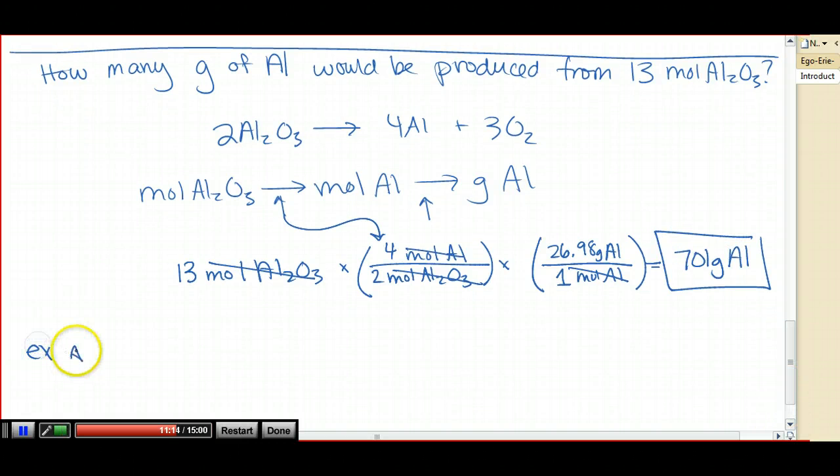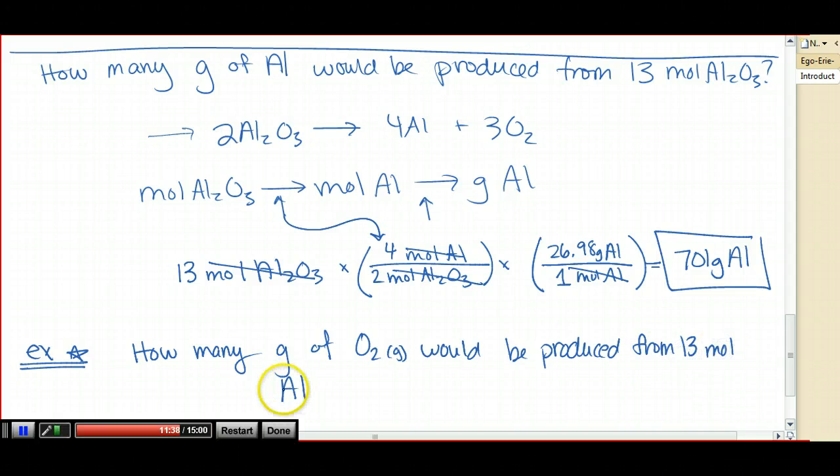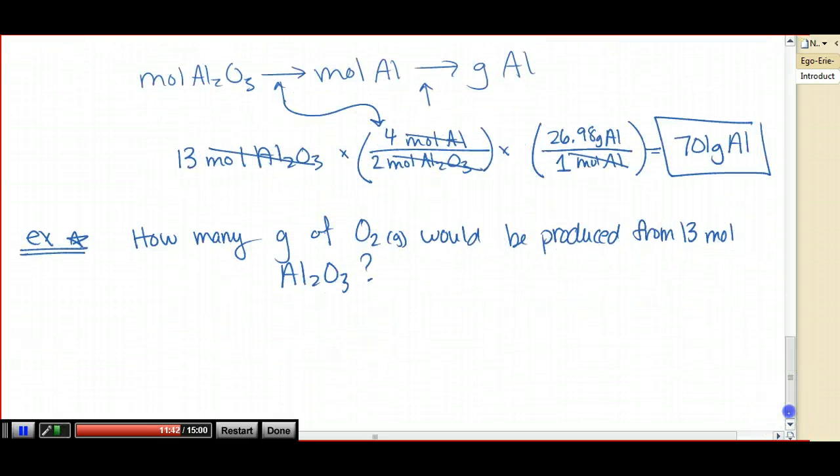So your second example that I want to see you do in your notes is how many grams of O2 gas would be produced in the same reaction as up here, from 13 moles of aluminum oxide. Okay, so do that one in your notes and be prepared to show me that in class tomorrow.